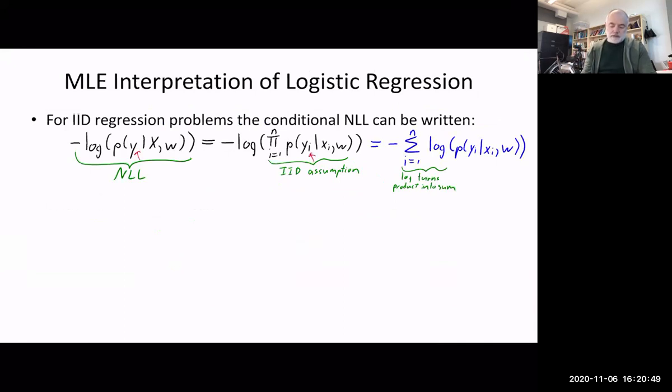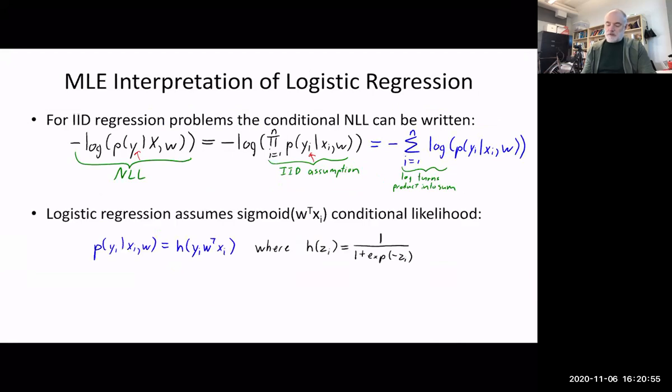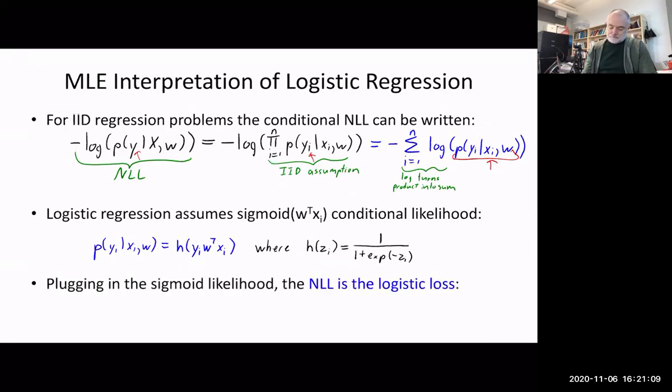We make the IID assumption here. The log turns the product into a sum again. So we have the log likelihood of an individual data item. We wrote down what the form of this term was right here. This is basically the logistic function applied to our linear model. If we plug in the sigmoid function, the negative log likelihood is the logistic loss, right?